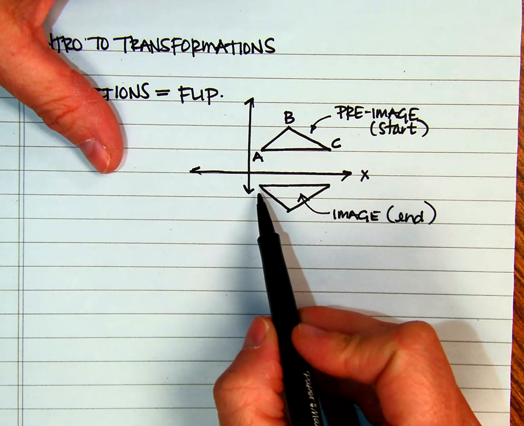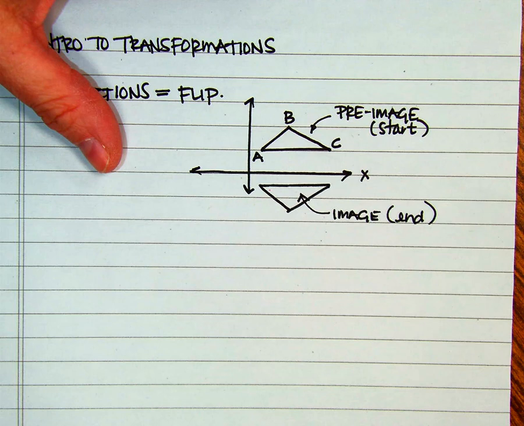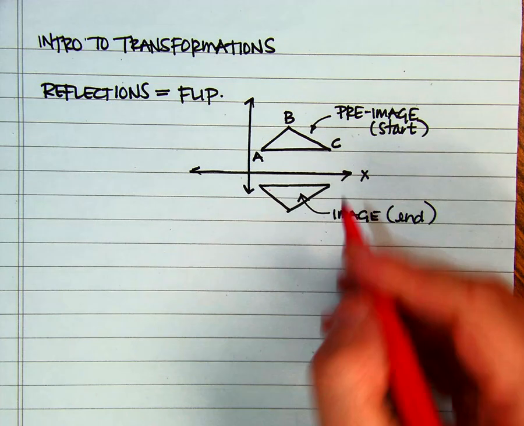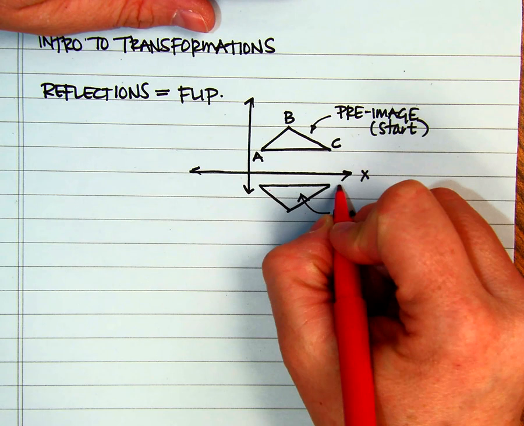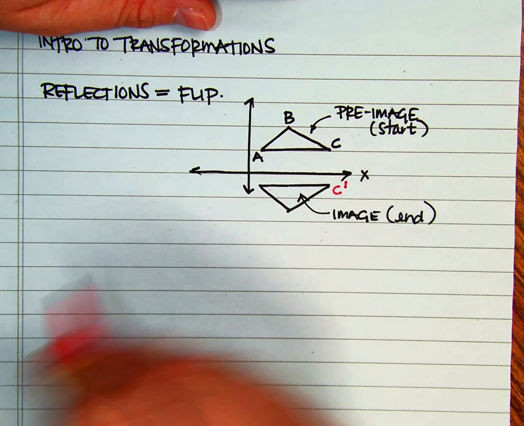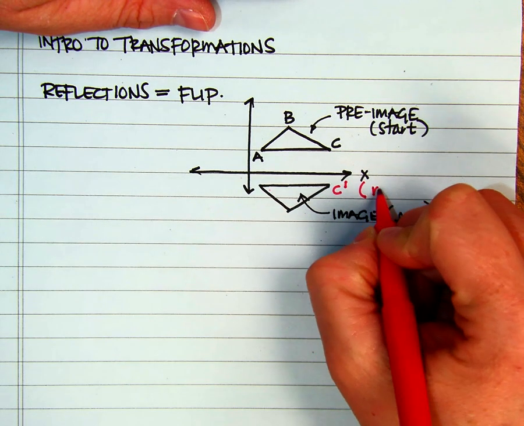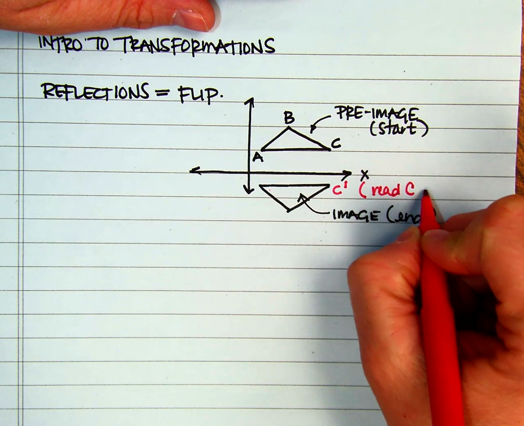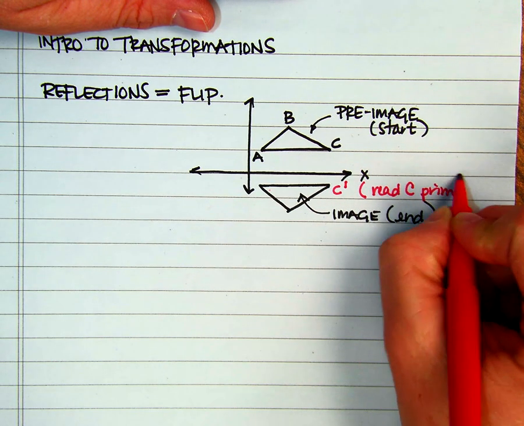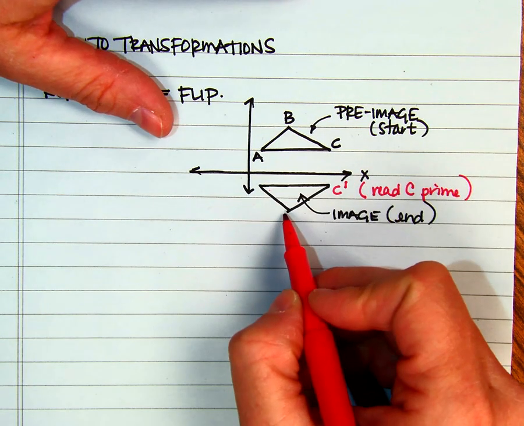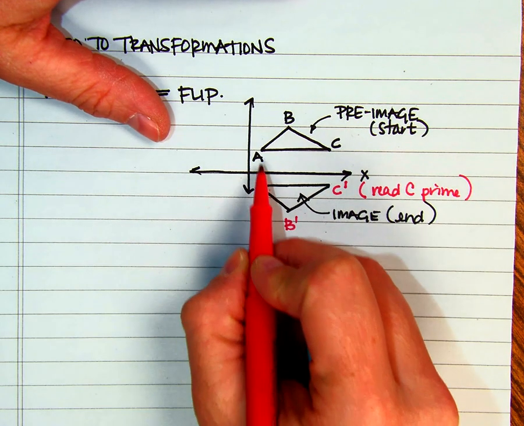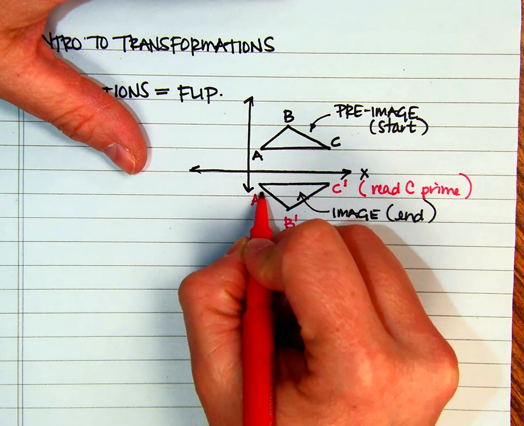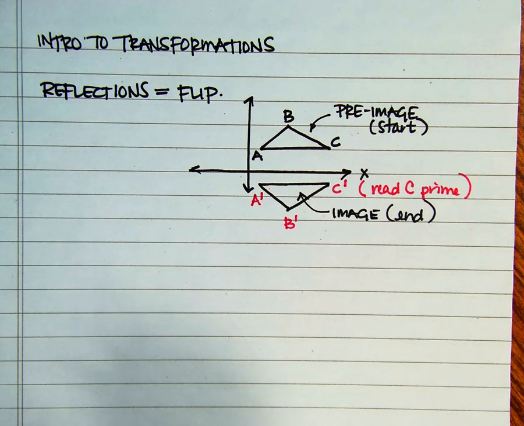We can't label this as another A, B, and C because then we can't keep them straight. So we are going to label these. If C is a reflection of this point, then this is going to be called C prime. So I'm going to put red C prime. This would be the reflection of B, so this would be B prime. And this point would be the reflection of A, so this would be labeled as A prime. Okay, so a quick intro into the primes.